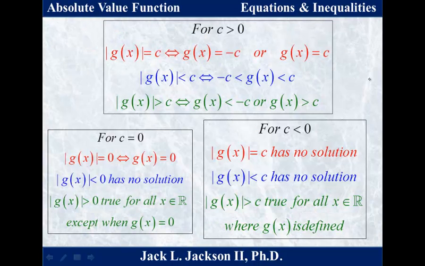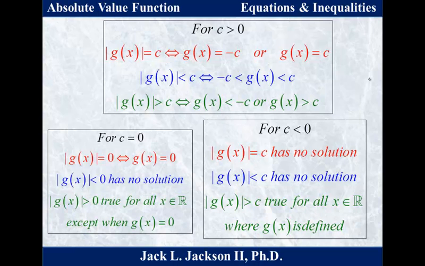So remember what we've been talking about here is when we have a positive constant. If c is a positive number and we have absolute value of g of x equals c, then either g of x equals negative c or g of x equals c. If we have absolute value of g of x is less than c, then g of x is sandwiched between negative c and c. That is, negative c is less than g of x, which is less than c. And if we have absolute value of g of x greater than c, that says g of x is to the left of negative c or to the right of c. So g of x is less than negative c or g of x is greater than c.